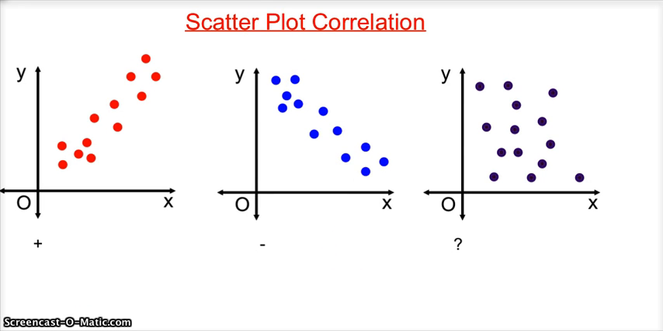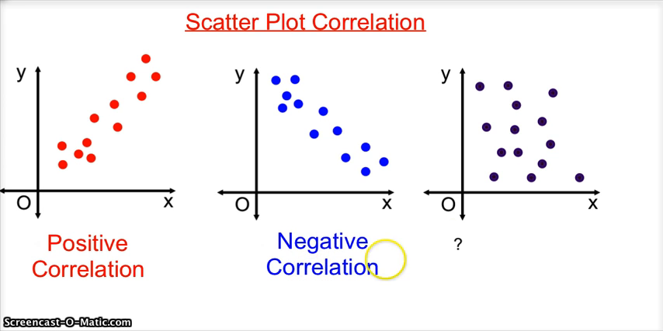Here we have scatterplot correlation. Scatterplot correlation is almost exactly like slope. So here these dots are trending upwards in a tight line, so we have a positive correlation. Here they're trending downwards in a fairly tight bunch, so we have a negative correlation. And finally, when they're scattered all over the place, we have no correlation.